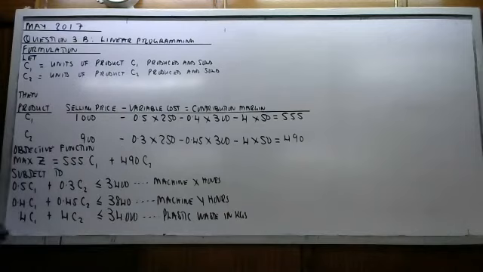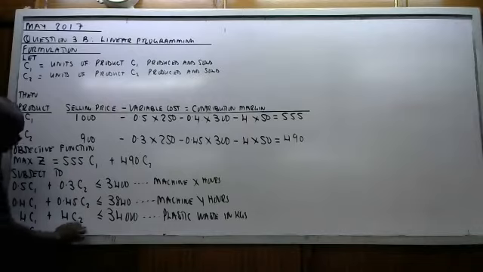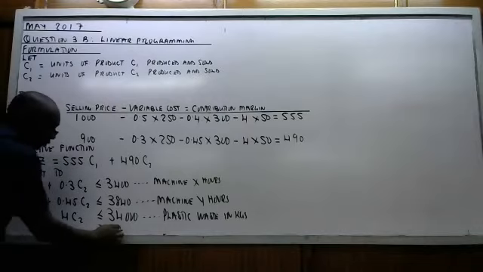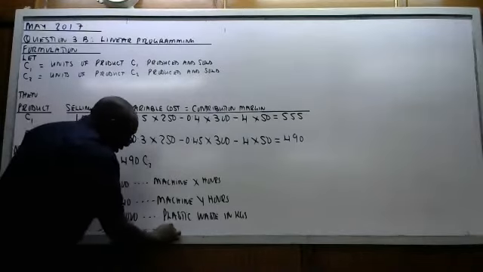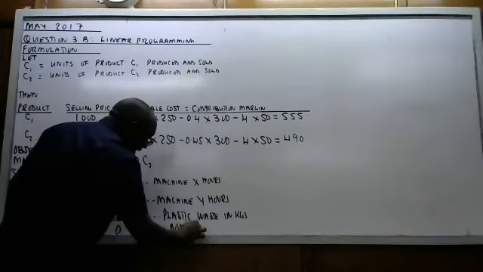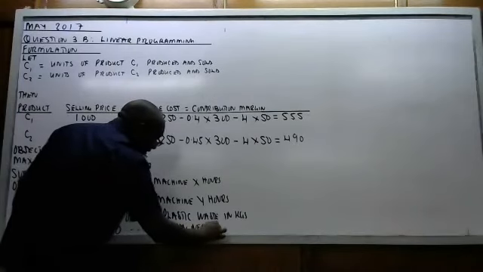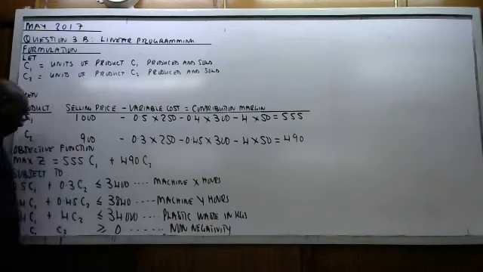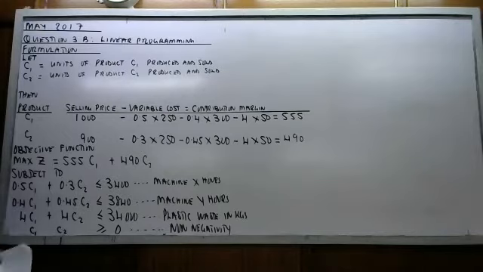And remember, I've always told you, you say C1, C2 is greater than or equal to 0. And this is called non-negativity. C1, C2 is greater than or equal to 0.